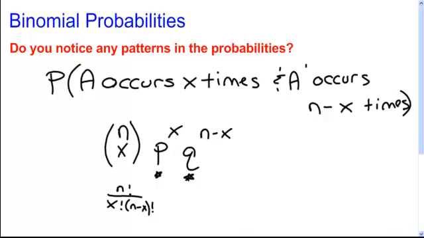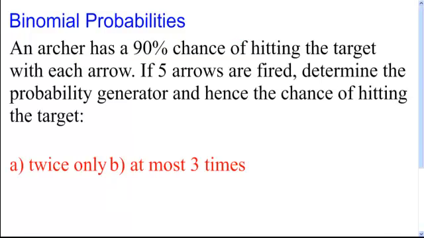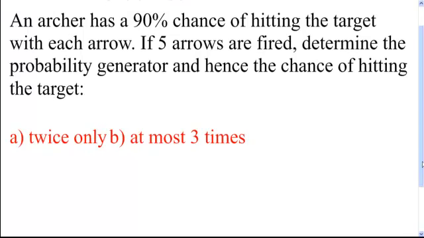So here's our story problem. An archer has a 90% chance of hitting the target with an arrow. If 5 arrows are fired, determine the probability generator and hence the chance of hitting the target. Part A is twice, and then part B is at most 3 times. So let's look at this initially here.